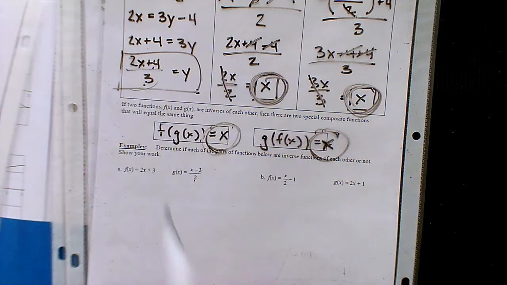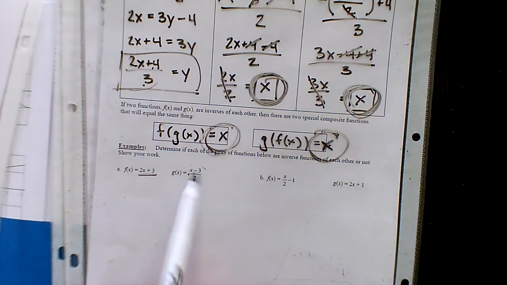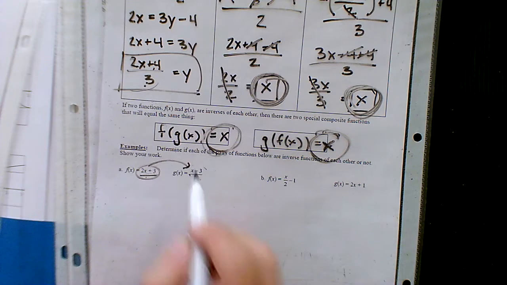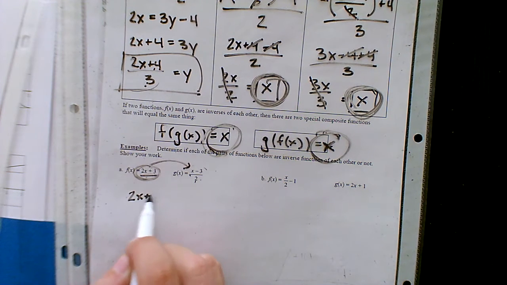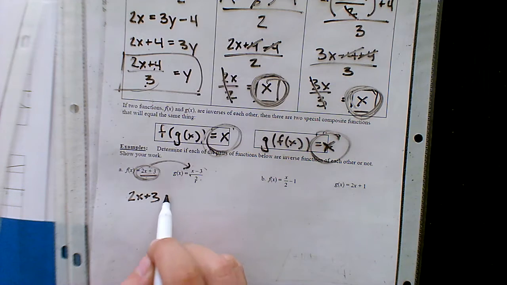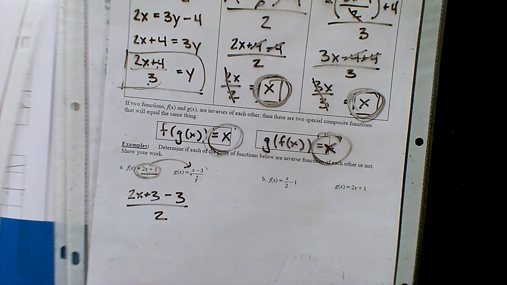So we got to pick what we want to do. Do you want to take the f equation and plug it into g, or do you want to take the g equation and plug it into f? It doesn't matter. You get to pick. What do you want to try, Eli? I like to take the f equation and plug it into g. All right, let's try it. So we're going to take 2x plus 3 and plug it in for that x. So 2x plus 3 minus 3 all over 2.